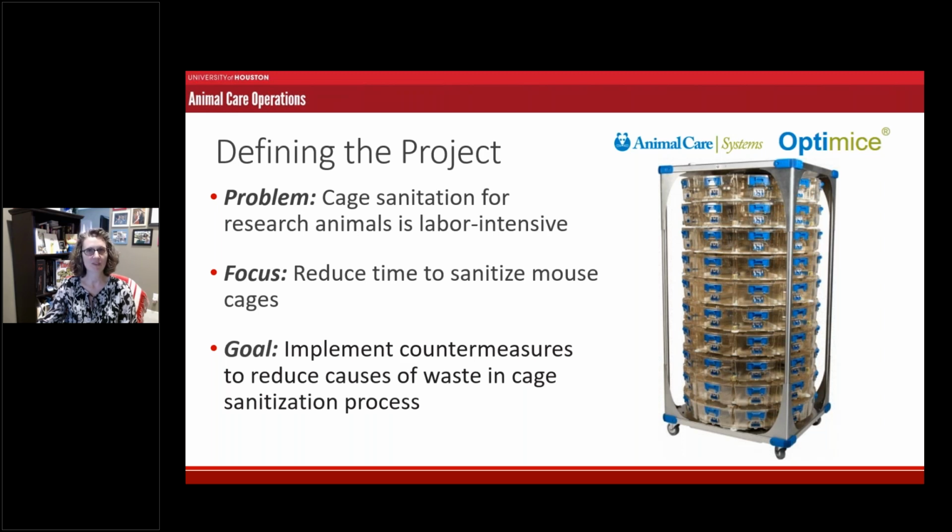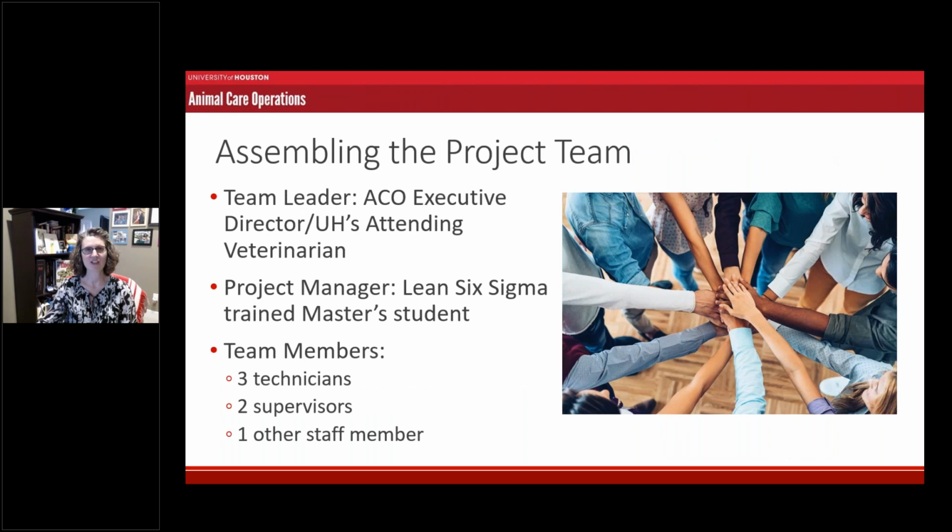And so our goal with this project was to implement countermeasures or solutions that are going to help us to reduce the causes of waste in our cage sanitation process. So the idea here is we focused on reducing waste. That's a key tenet of Lean and Six Sigma. And so the next step was to assemble our project team.